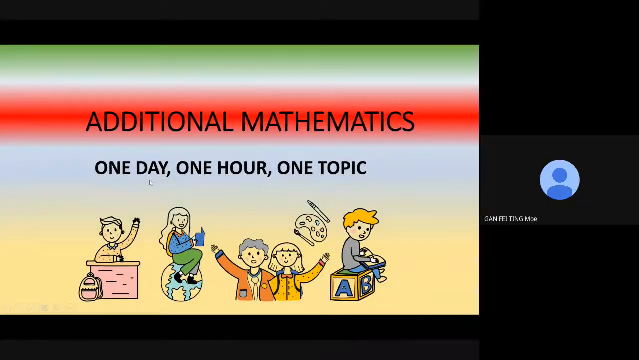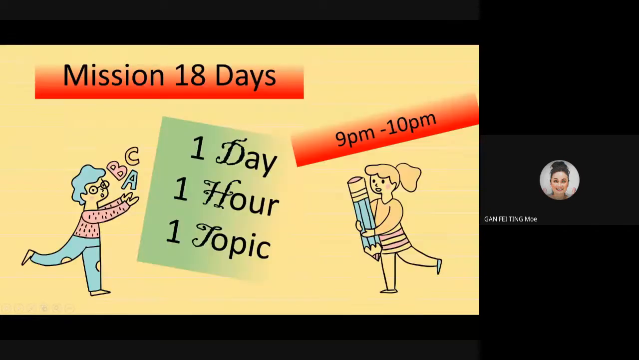The program is named after one day, 1 hour, and one topic, right? So this is an 18-day mission. Altogether, we have 18 days before school reopens, and it will stop until I think Friday or Saturday. I can't remember. A few days before school reopens. Okay, later you shall see.